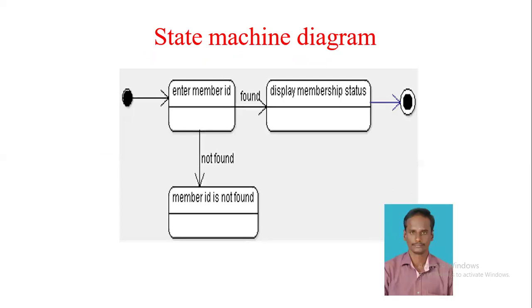Next, another type of state machine diagram. Here they are entering the member ID. If the member ID is found, then it displays the membership status. Otherwise, it shows that membership is not found.